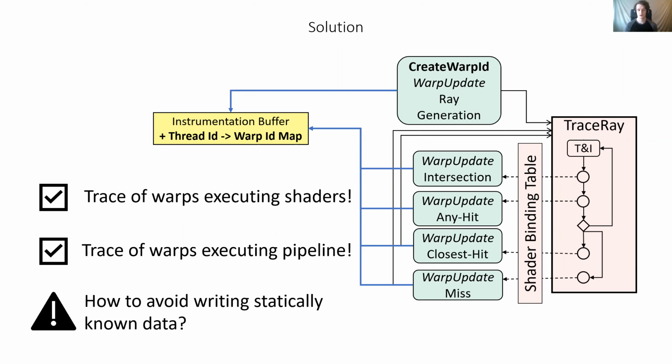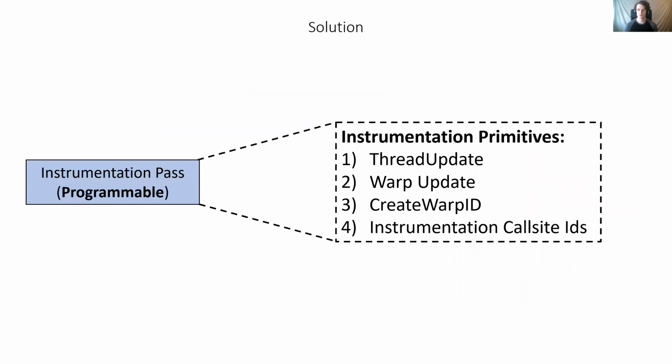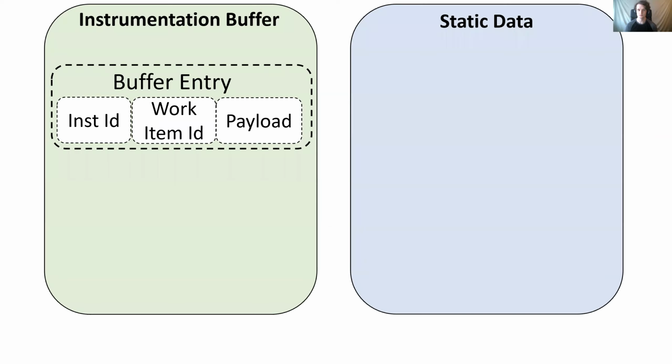So that's really exciting. But then we need another solution to the problem that this is still inefficient, so the default instrumentation is writing a lot of statically known data to the buffer, such as the shader the data originated from, how many words were written, stuff like that. So that's where the fourth primitive comes in, the instrumentation call site ID. This primitive lets you relate statically known data to runtime produced data, and I'll dive into exactly how that works.